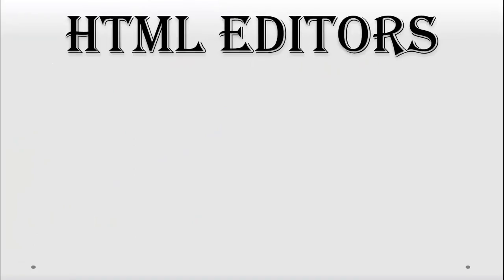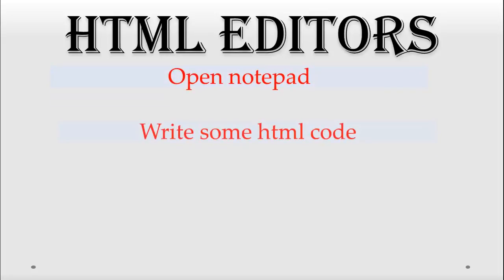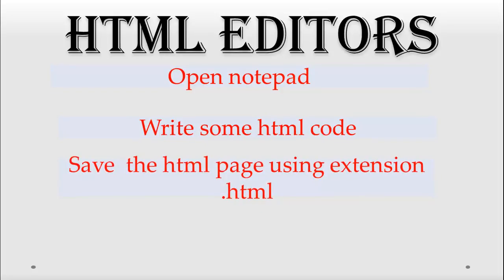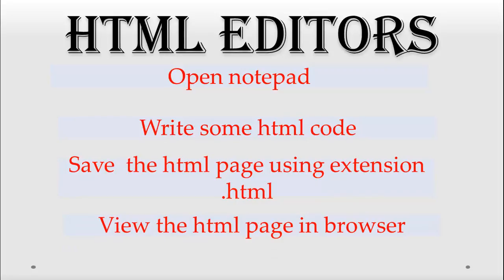Now HTML editors. In this section, we can see how to write the HTML code and how to execute HTML code using Notepad and TextEdit. First of all, web pages can be created and modified by using professional HTML editors. However, for learning HTML, we recommend a simple text editor like Notepad on PC or TextEdit on Mac. We believe using a simple text editor is a good way to learn HTML. Follow the 4 steps below to create your first web page with Notepad or TextEdit. Open Notepad, write some HTML code, save the HTML page using the extension .html, and view the HTML page in a browser.